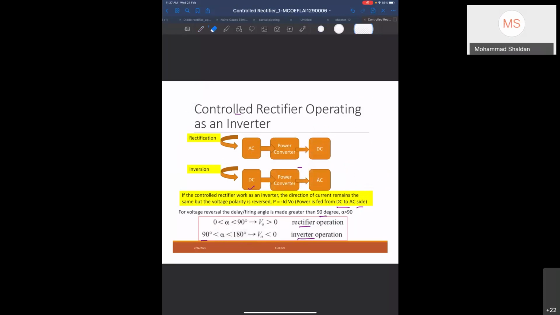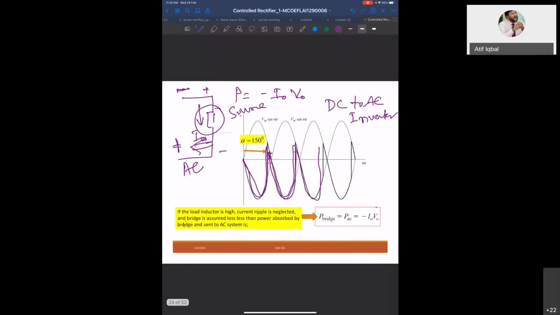Doctor, alpha is not the conduction angle, it's the firing angle. It is called the firing angle or triggering angle, or it is also called delay. Now let us see how we'll plot and how the thyristor voltage will look.